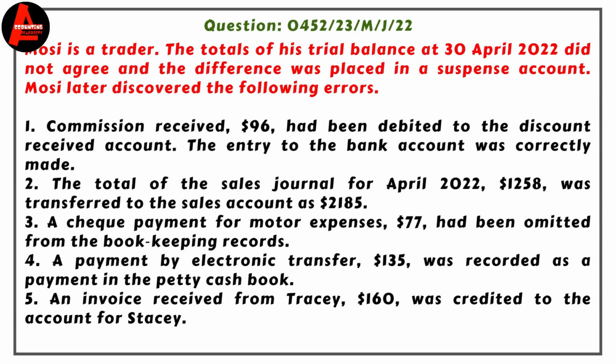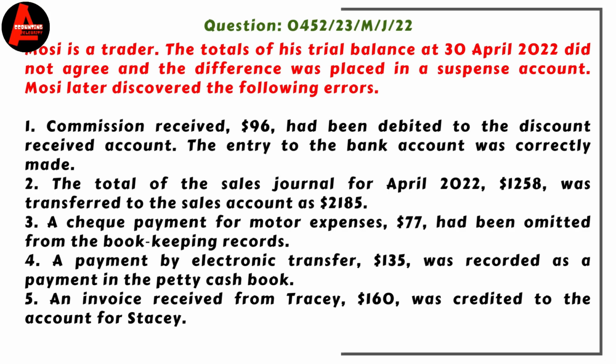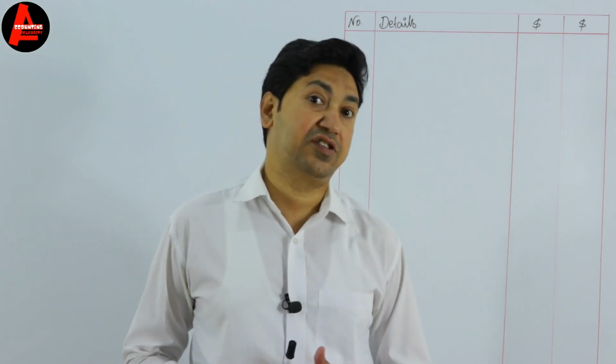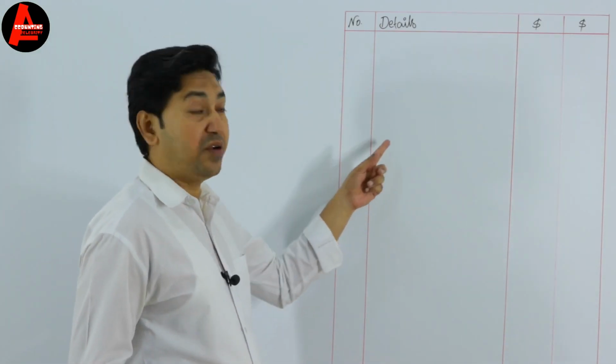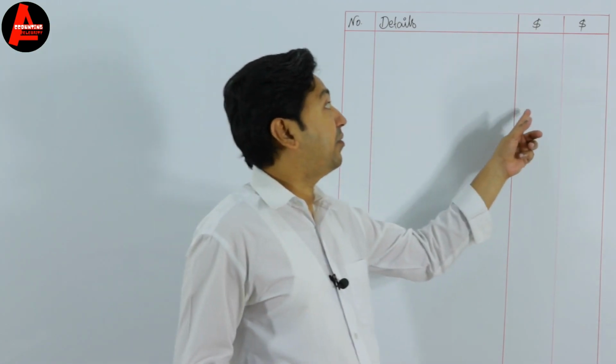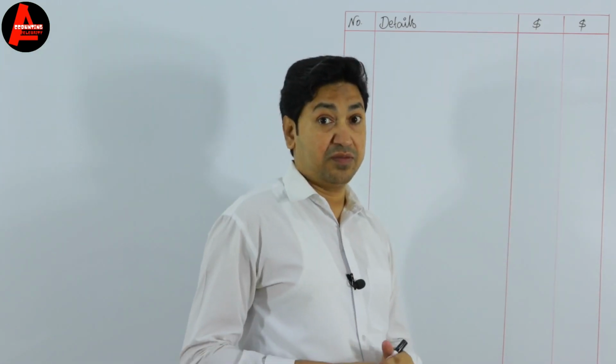Moss is a trader. The totals of his trial balance at 30 April 2022 did not agree, and the difference was placed in a suspense account. Moss later discovered the following errors, okay? So here we have 5 errors. So now we will journalize, rectify these errors, okay? So here we have number column, we have detail column, and we have debit and credit dollar columns, okay?